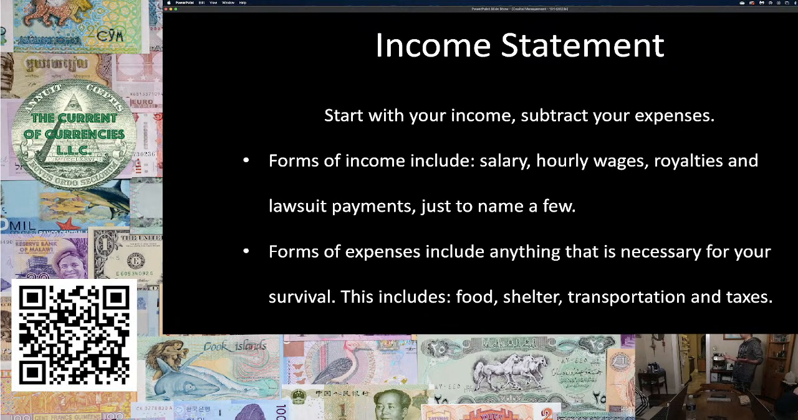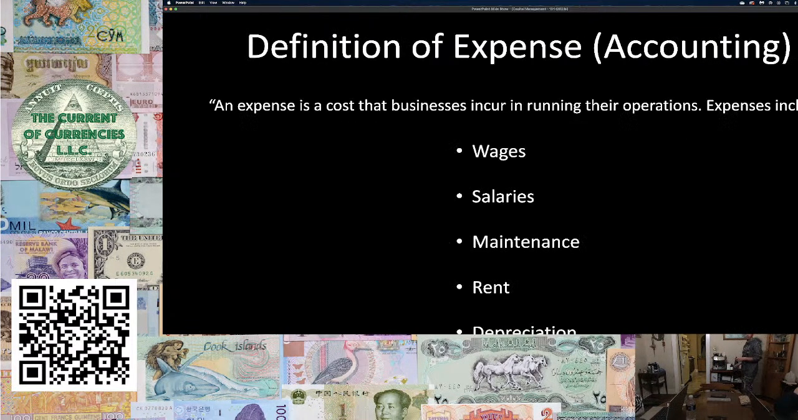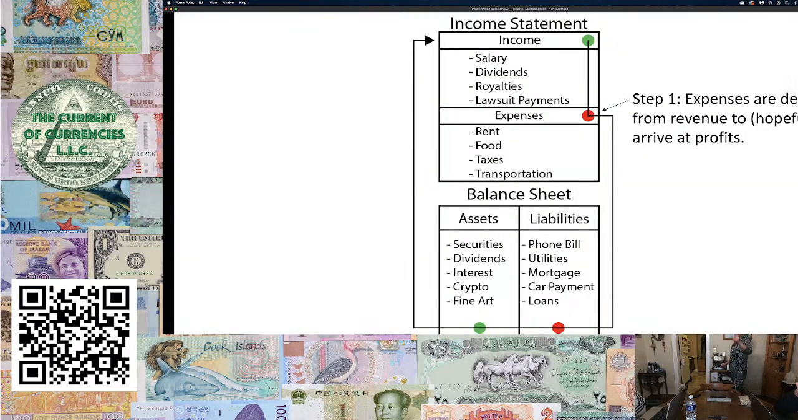Wi-Fi. Unfortunately. Well, not Wi-Fi. That's a definition I'll move to in a second. Definition of expense. An expense is a cost that businesses incur in running their operations. Expenses include wages, salaries, maintenance, rent, depreciation. So, expenses are deducted from revenue to hopefully arrive at a profit.